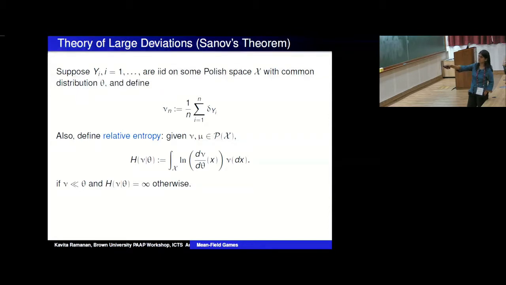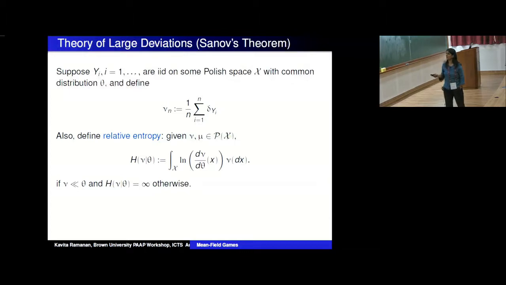Absolute continuity is saying that if at any time theta puts 0 mass on something, so does nu. Okay, so this is really a simple expression, which is just a sum on a finite state space, which is probably enough for this.